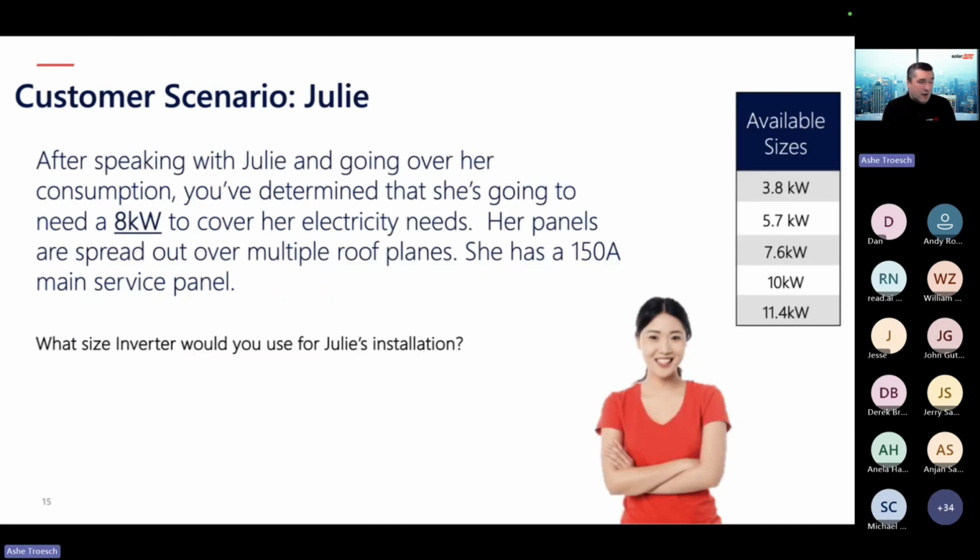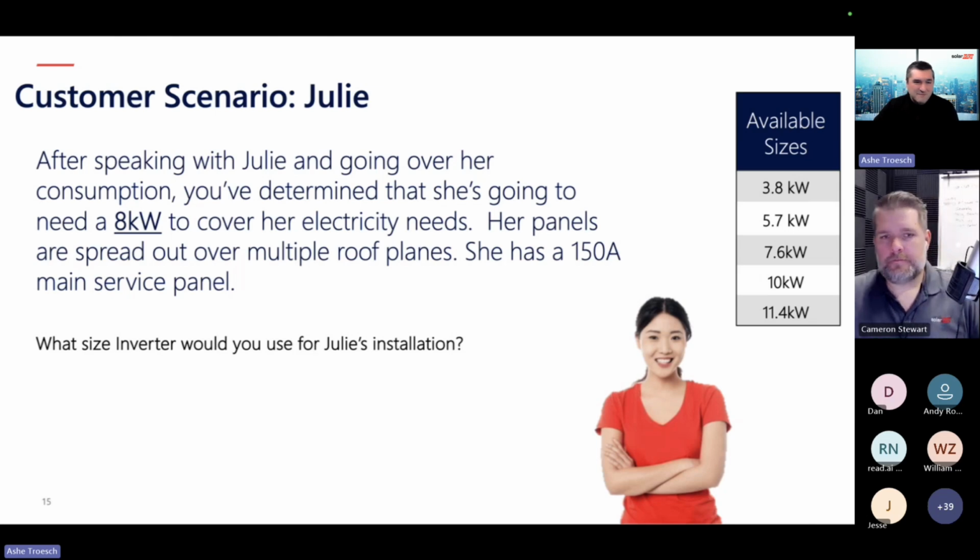All right. So looking at Julie here. With Julie, we spoke to her. We've determined after taking a look at her bills that she's going to need about an 8 kilowatt system to cover her electricity needs. So her panels are going to be spread out over multiple roof planes. So we know that we can probably go up to that 155% oversizing. And she has a 150 amp main service panel. With all of these details, team, for some swag, what size inverter should you use with Julie's installation? You can go ahead and throw that in the chat or the Q&A. I'd love to hear from you guys.